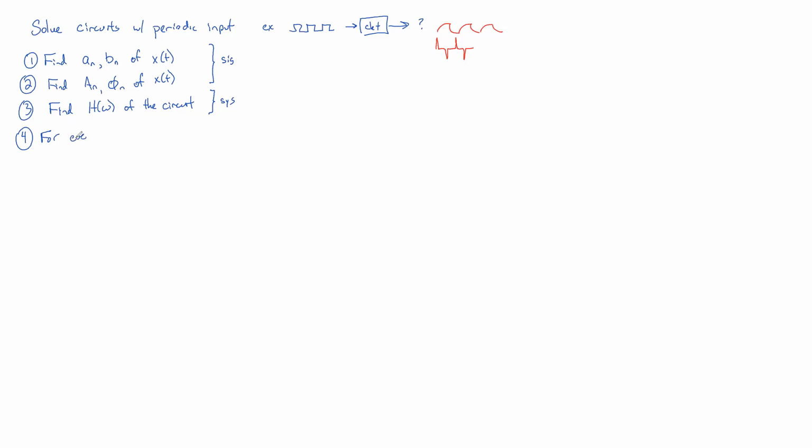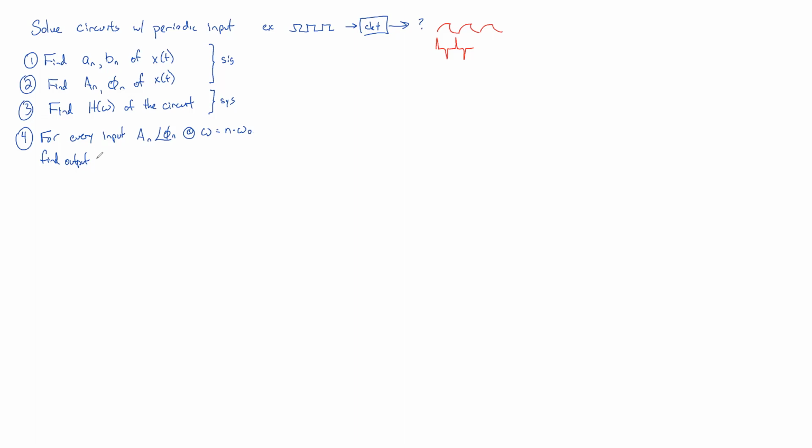For every input, A sub n at an angle of phi sub n, you will find the output. So this isn't an infinite sum of them. This is one particular input cosine wave that has a magnitude A sub n and a phase offset of phi sub n and a frequency of n times omega naught. And you're going to find the output.